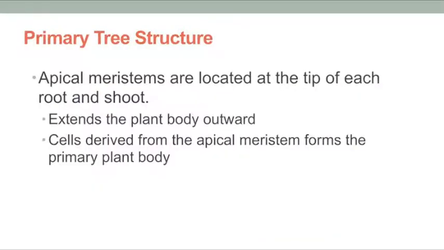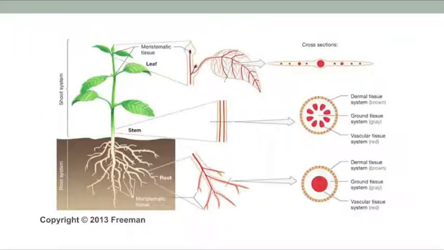Primary tree structure. Apical meristems are located at the tip of each root and shoot. These apical meristems extend the plant body outwards. The cells derived from the apical meristem form a primary plant body. In this picture, there are primary meristems, mainly in the form of protoderm, ground meristem, and procambium.